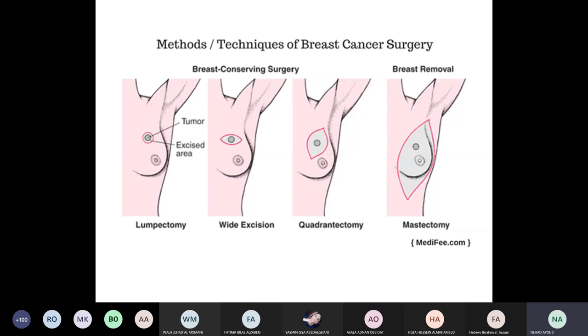طيب شو أنواع السيرجري to remove the breast tissue or mass? We have many, okay? ففي إشي بنقول له إحنا lumpectomy, wide excision or quadrantectomy بما معنى. In this case, we are either removing just the tumor or the tumor and some of the surrounding tissue. لكن بالbreast conserving surgery, ليش اسمها conserving? We are not removing the whole breast tissue. We are still keeping it, okay?